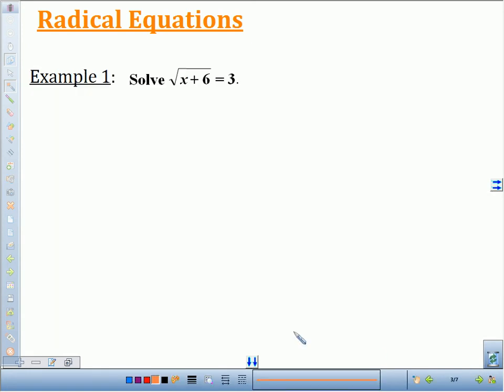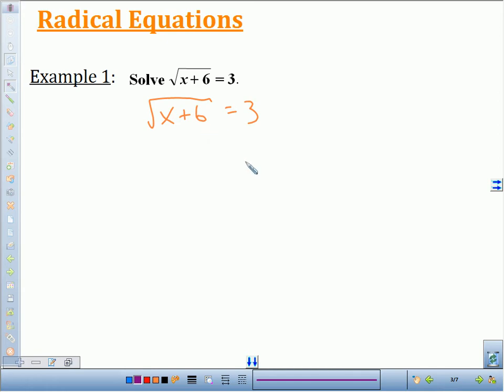Now let's look at some examples here. I'm going to start with this example. This one's not a super complicated one, but it's a little more complicated than the one we just saw. I have the square root of x plus 6 equals 3. Now my first step, of course, would be to isolate the radical on one side, which has been done. I have isolated this radical.